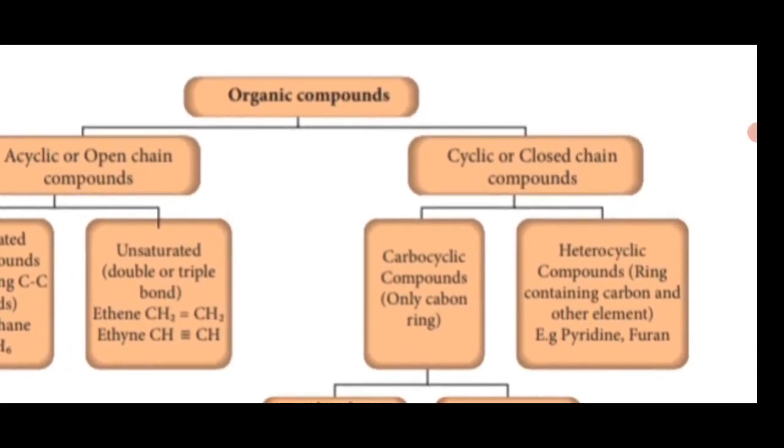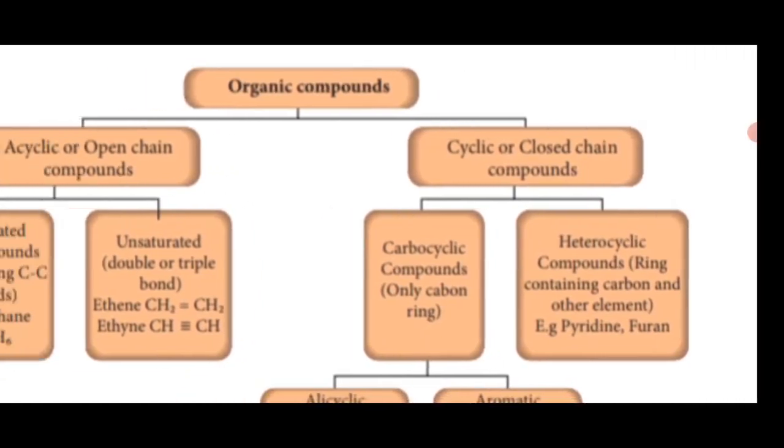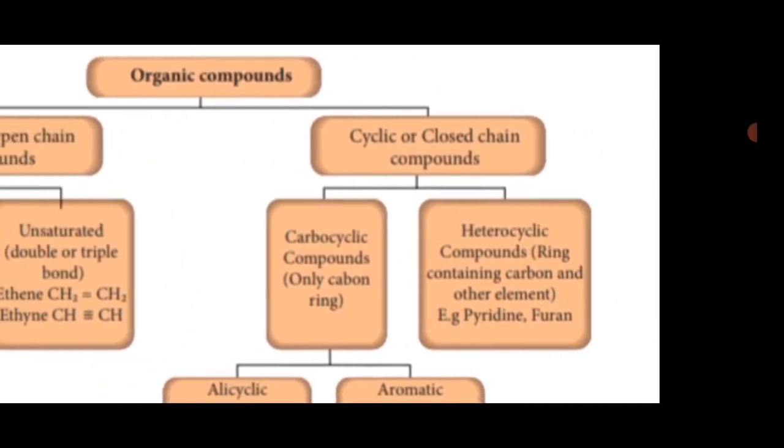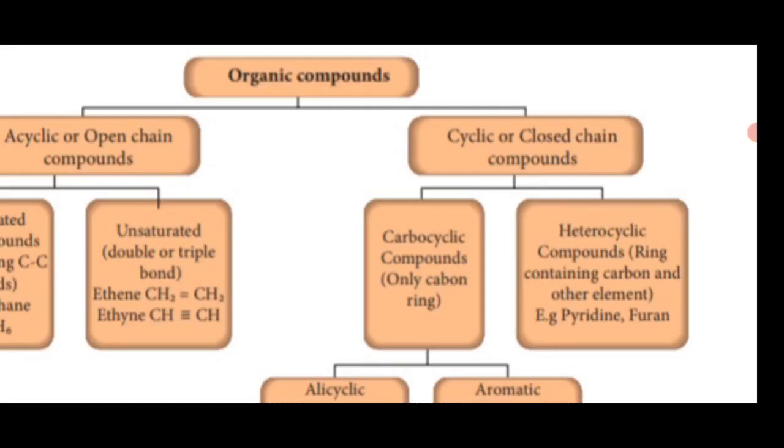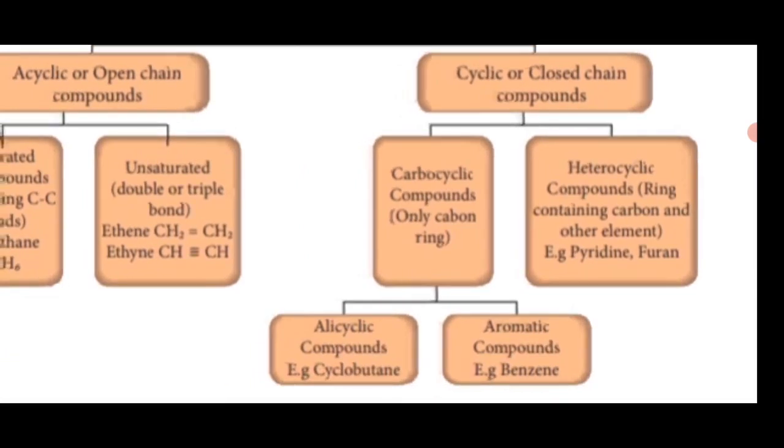The cyclic or closed chain compound is further classified into two types. One is carbocyclic compound, another one is heterocyclic compound. What is carbocyclic compound? The ring contains only carbon atoms. In the heterocyclic compound, the ring contains carbon and other elements. Example, pyridine, furan. The carbocyclic compound is further classified into alicyclic compound and aromatic compound. Alicyclic compound example, cyclobutane. Aromatic compound example, benzene.